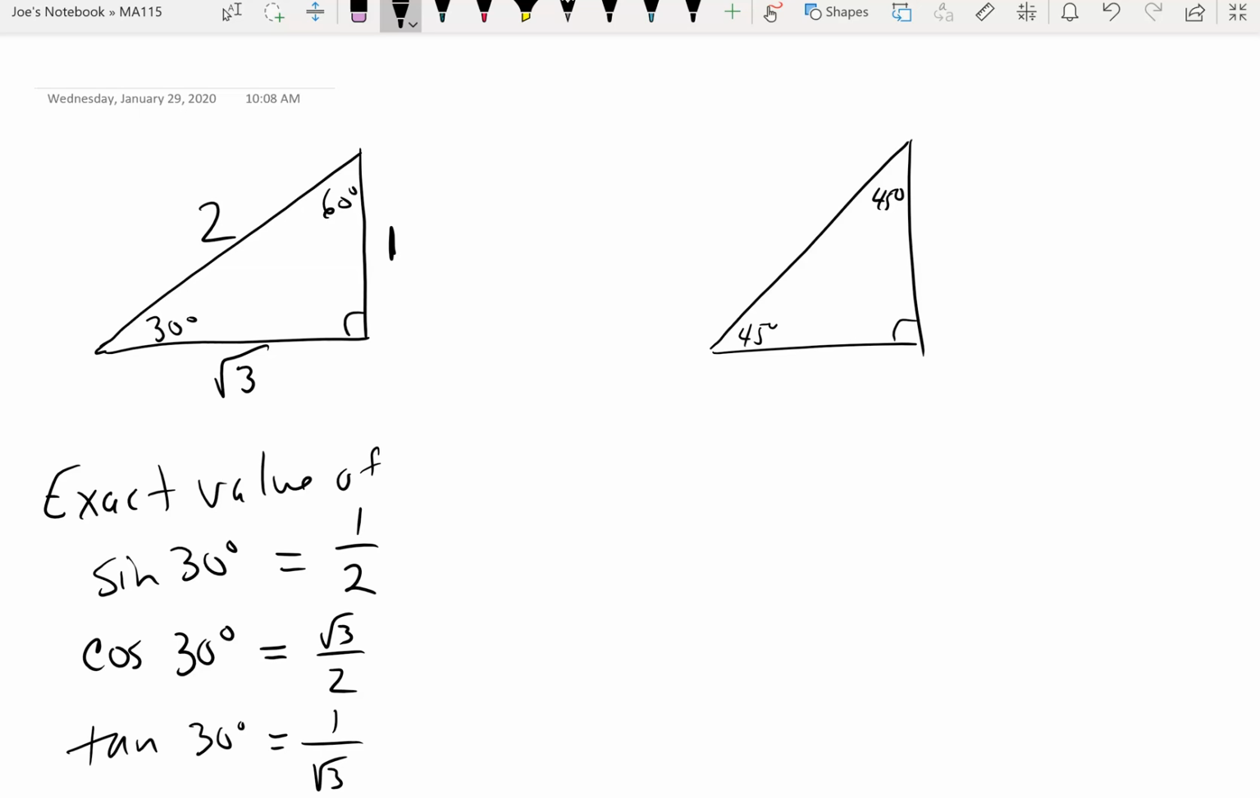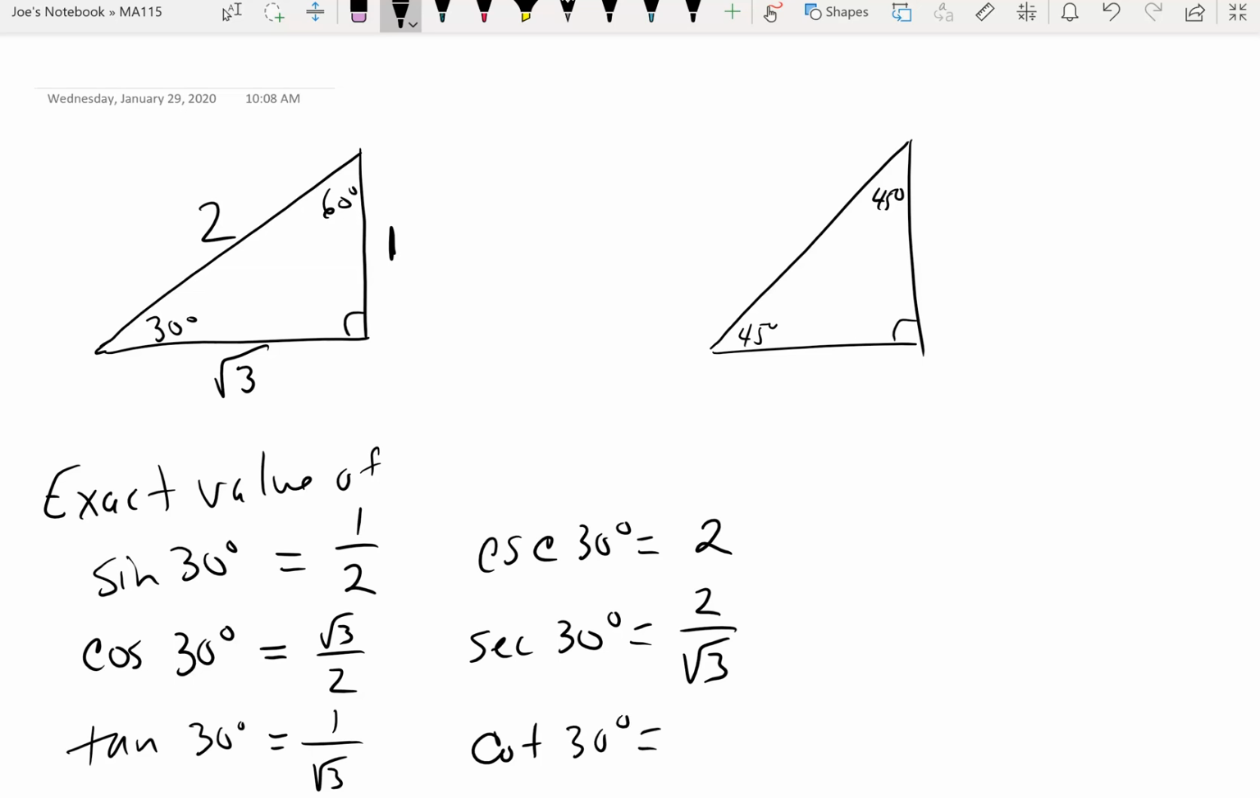All right. What if we wanted to do, and of course, you could do the secant, cosecant, and cotangent by taking the reciprocals, right? If you wanted cosecant of 30 degrees, what's the cosecant the reciprocal of? Well, in general, what function is it the reciprocal of? Sine. And so in this case, it would be 2, right? If you wanted secant of 30 degrees, what's it the reciprocal of? The cosine. So it would be 2 over the square root of 3. And if you wanted cotangent of 30 degrees, what's it the reciprocal of? Tangent. So you would have root 3. Does that make sense?